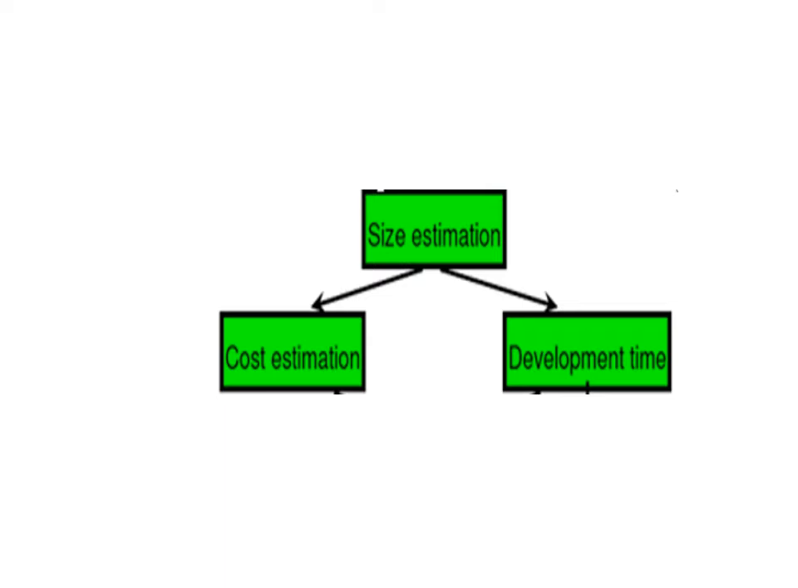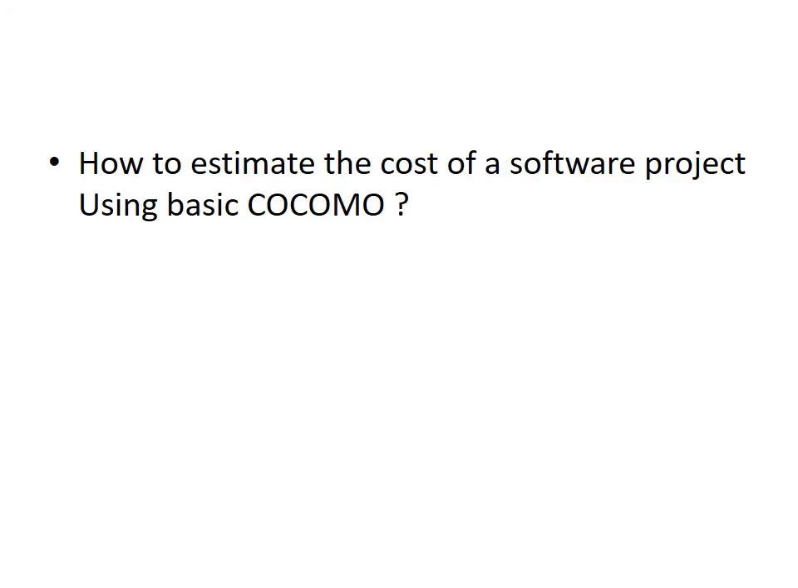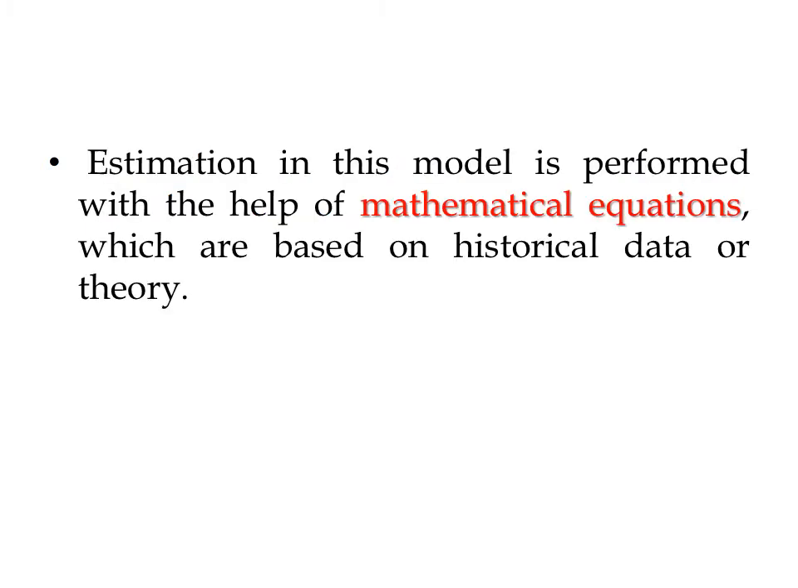So in project planning, the first step is size estimation. Once the size is estimated in terms of kilolines of code or in terms of function points, the next step is the cost estimation and the development time estimation. So our question is to estimate the cost of a software project using basic COCOMO. The estimation in this COCOMO model is performed with the help of some mathematical equations, and these equations are based on historical data or theory.